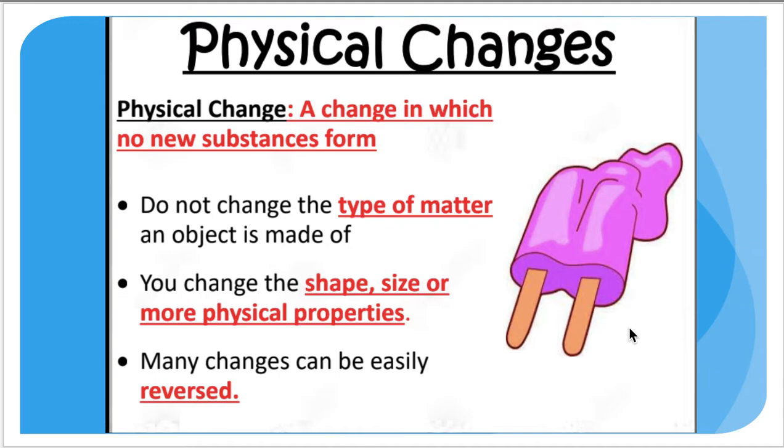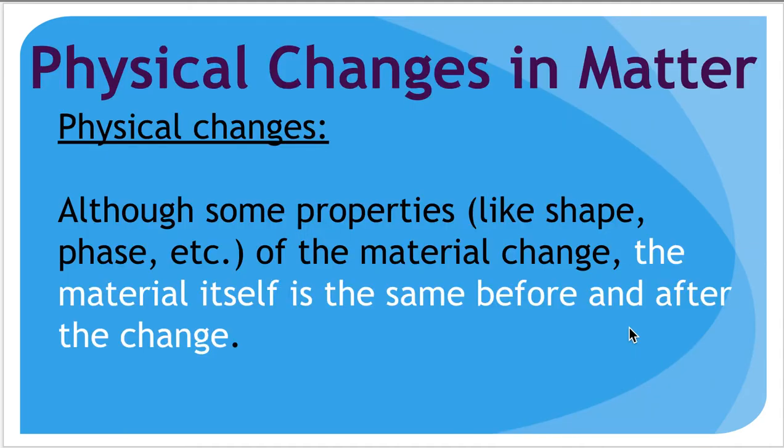Now, it might change the shape, the size, or some other physical property, something that you see. And many times in physical changes, you can reverse those. Now, it might not look exactly like it did before, and you can't always reverse it, but many times you can. So, although some properties like shape and phase of the material change, the material itself is the same before and after the change. Still water.